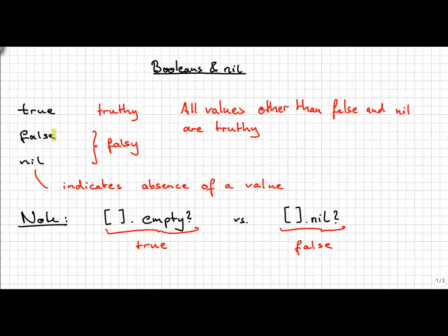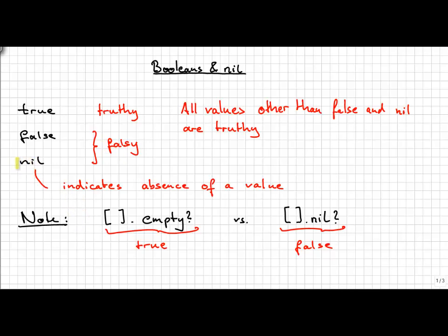It is important to know that all values other than false and nil are truthy. So if we are looking for a true value and we encounter false or nil, we actually have a falsy value, but all other values are truthy. So true is truthy, false and nil are falsy.